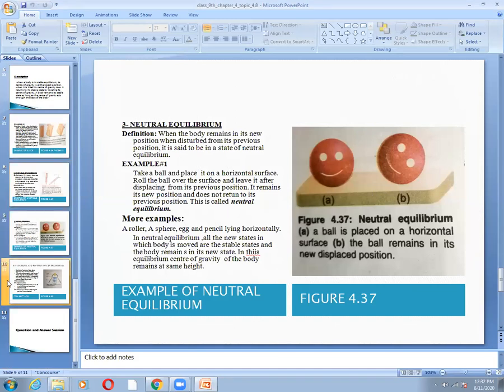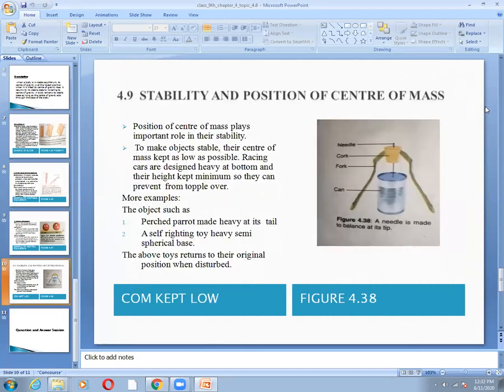Then we talked about stability and position of the center of mass. We discussed a needle made to balance at its tip. This is the needle which is designed on the principle of center of mass.